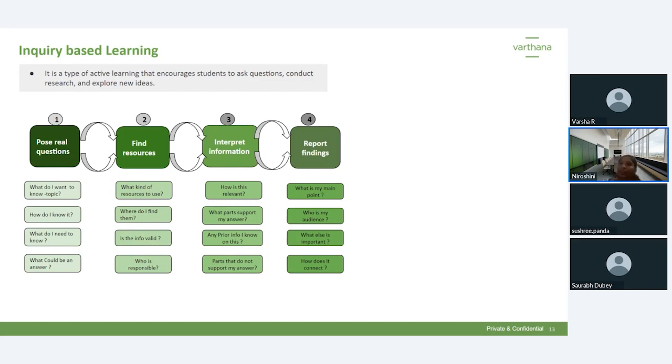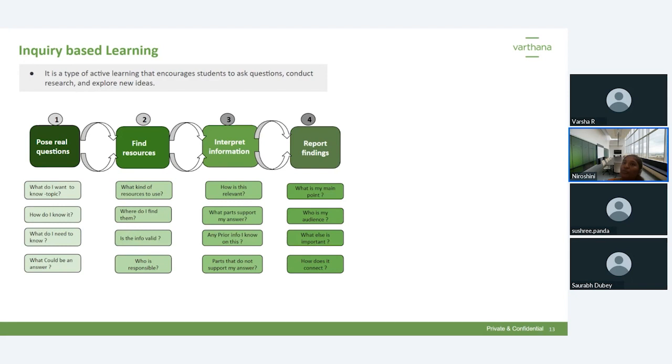So when we delegate them in a group, it is very easy for them to ask these questions and delegate the work, and they can share the work and start doing the research process. Once the research is complete, once they know enough information about the topic through the resources available, they have to interpret this information.